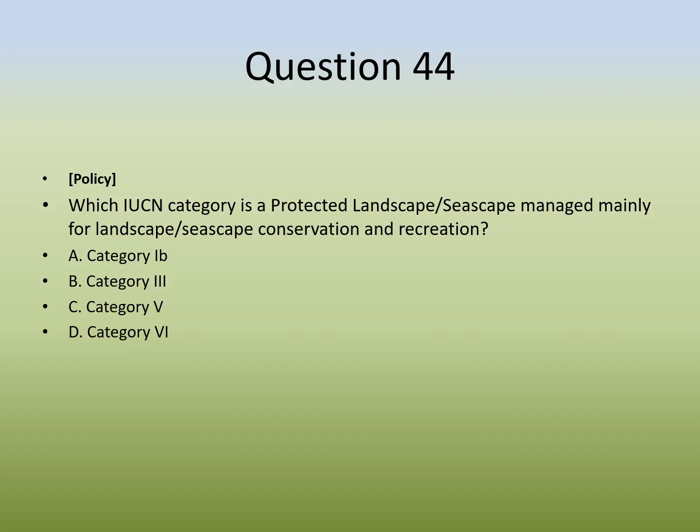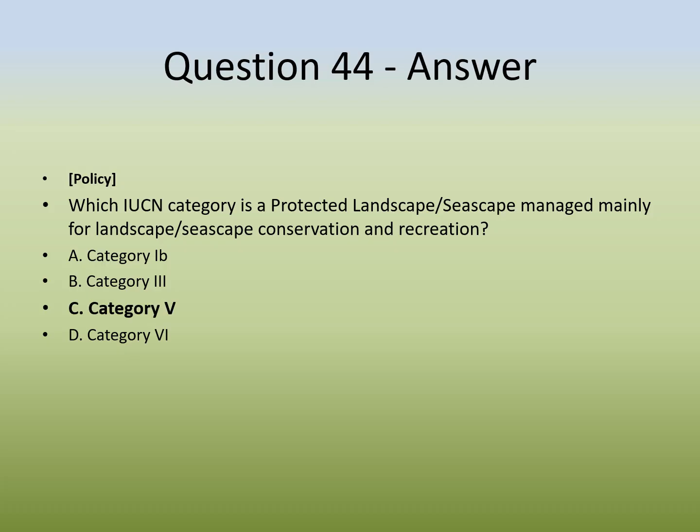Question 44. Which IUCN category is a protected landscape seascape managed mainly for landscape seascape conservation and recreation? Category 1B, Category 3, Category 5, or Category 6? The answer is C, Category 5.